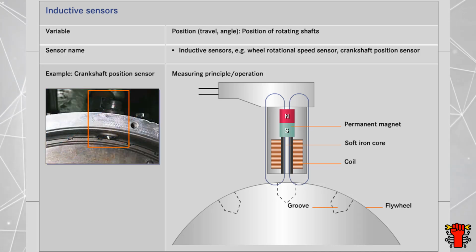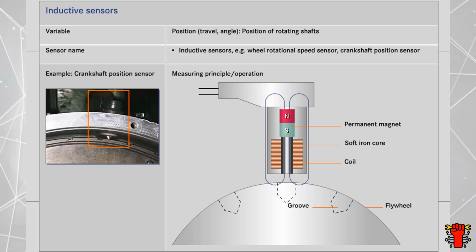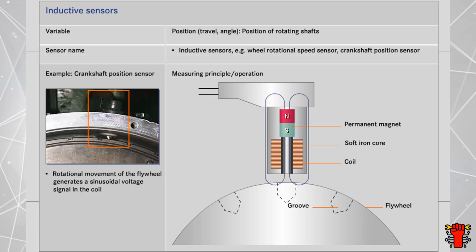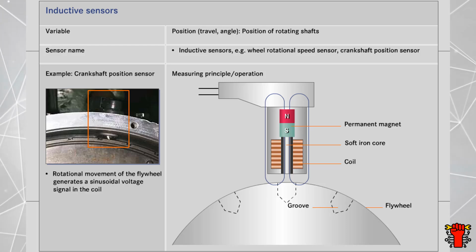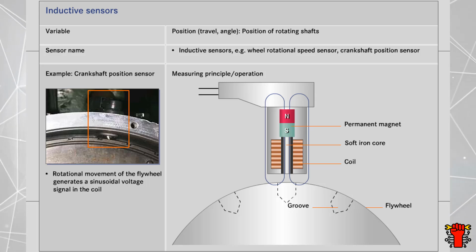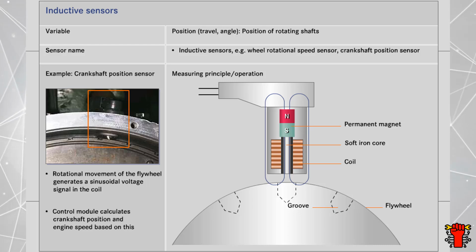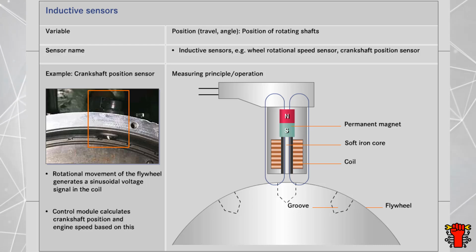The flywheel may have teeth or, as in this example, grooves located at regular intervals. The rotational movement of the flywheel generates a waveform voltage signal in the coil, caused by the periodic variation of the magnetic field. This is used by the control module to determine the exact position of the crankshaft and to calculate the engine speed.